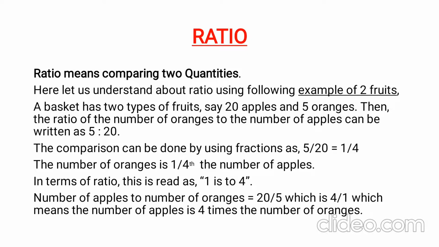Here the number of oranges is 1/4 the number of apples. In terms of ratio, this is read as 1:4. Here the number of apples to the number of oranges is 20/5, which is 4/1, which means the number of apples is 4 times the number of oranges.